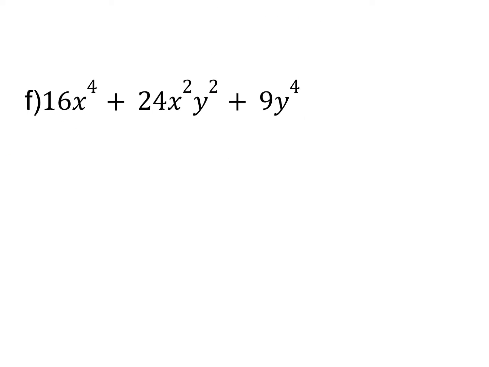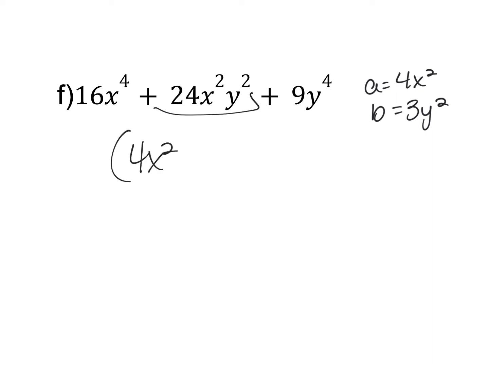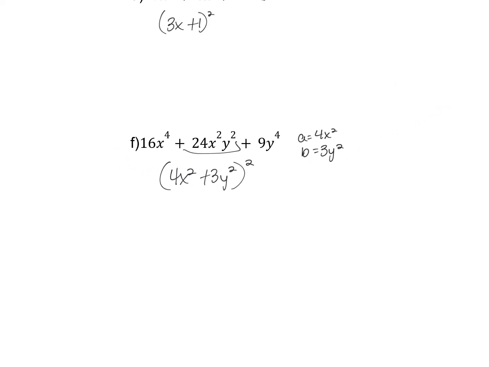Okay. Another one. Even worse, that's okay. Is the first term a perfect square? Yes, it would be 4x squared. The last term is a perfect square as well. It would be 3y squared. 4x squared times 3y squared, that would be 12x squared y squared. Doubled would be this. So it does work. 4x squared plus 3y squared, squared. Lots of squareds.